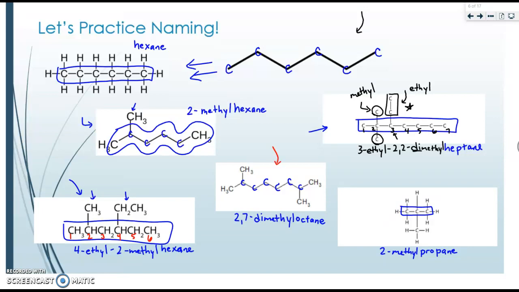Let's move on to the one in the middle. The longest chain is an octane. Then you have this methyl group and this methyl group, and they're on the 2nd and the 7th carbon. Since they're the same, they're also going to need the di, so it should be 2,7-dimethyloctane. And then finally, the last one, the longest chain is 3, so it's a propane. It has 1 methyl group off of it, 1 single carbon group, and it's on the 2nd carbon, so you would say that this is 2-methylpropane.